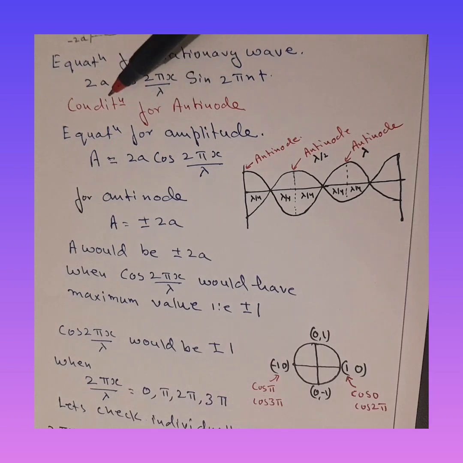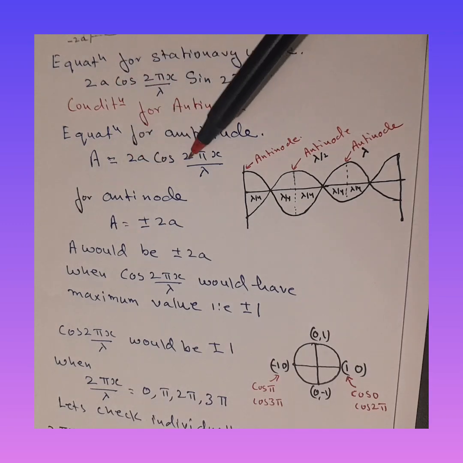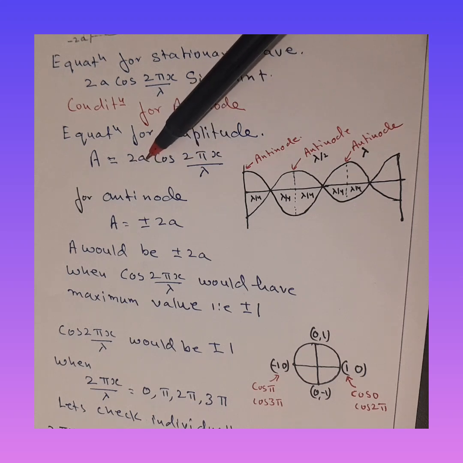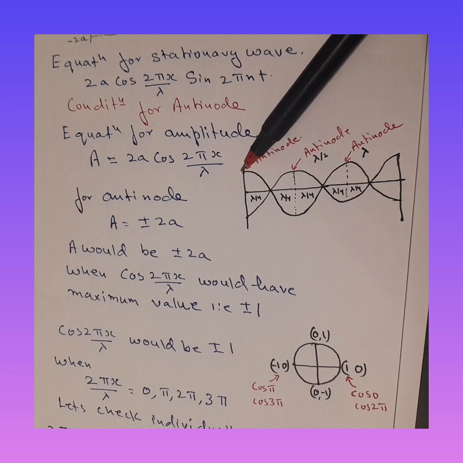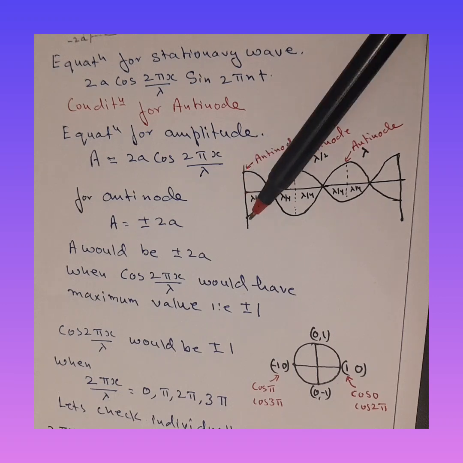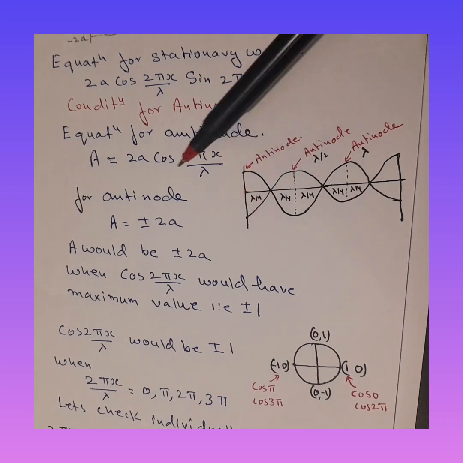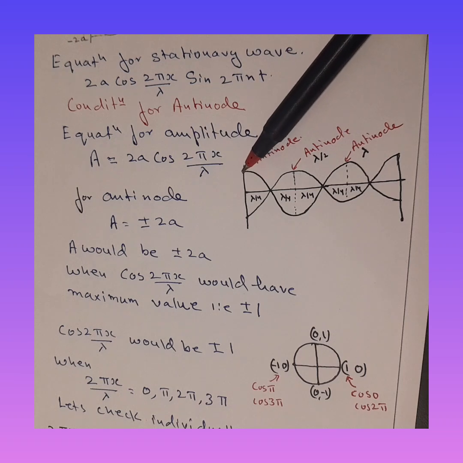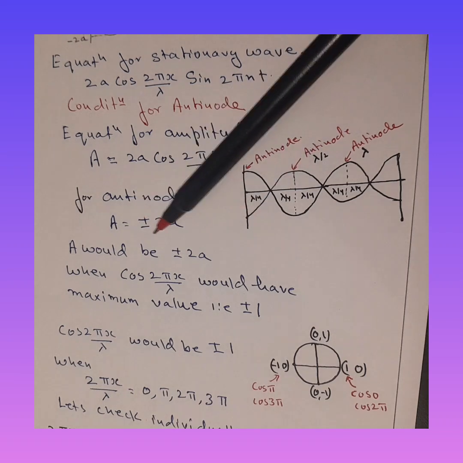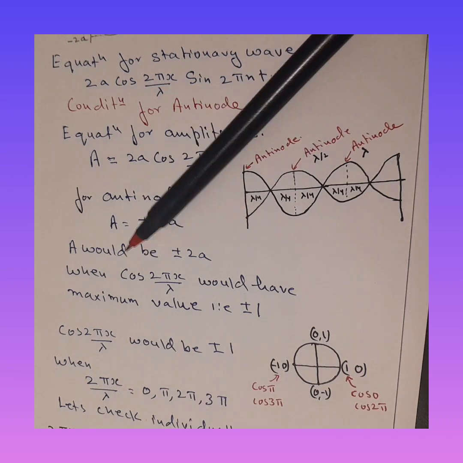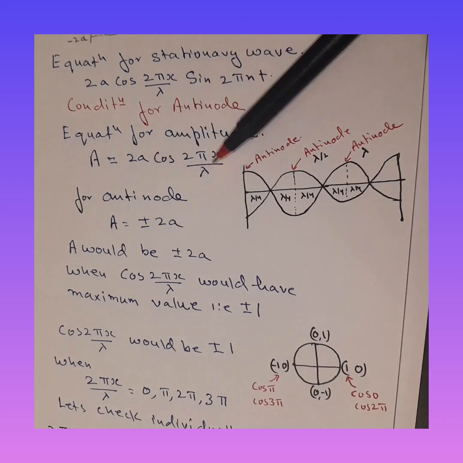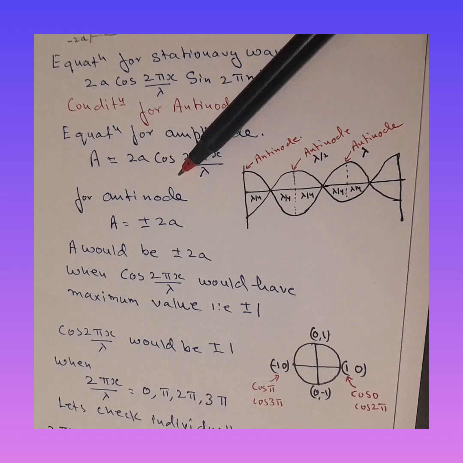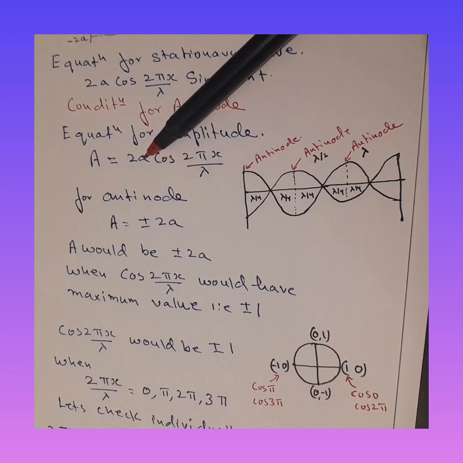Following the same line, now let's get the condition for an antinode. Equation for amplitude, this is the same thing. Now here we need to get the value plus minus 2a for antinode. So for antinode we have got to get plus minus 2a, so plus 2a, minus 2a. A would be plus 2a when this value would have plus minus 1, then it would be plus minus 2a.